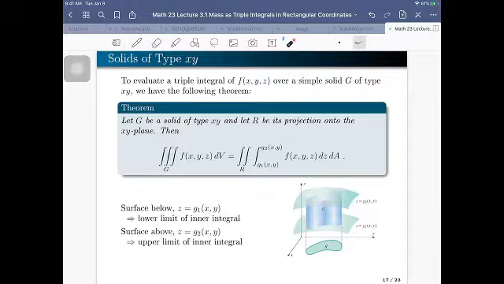Again, you have a projection onto the xy plane, and at each point on the xy plane, you draw a segment above that point. Then you have the limits of integration. The lower limit will be the surface that defines the floor of the solid, and the upper limit will be the surface that defines the roof of the solid.